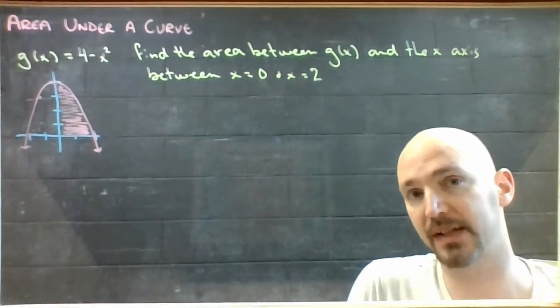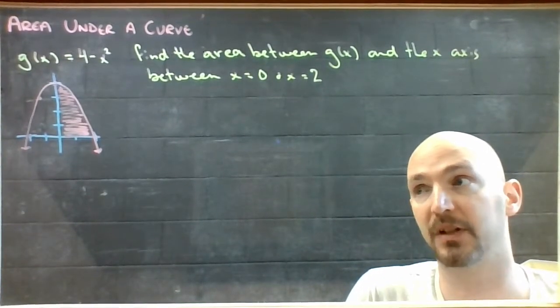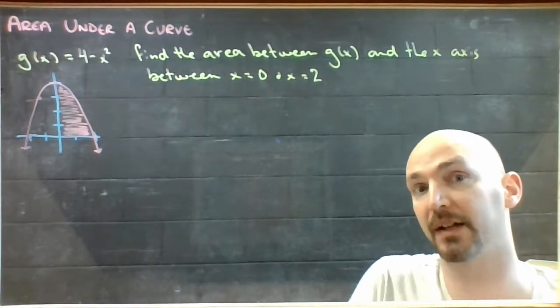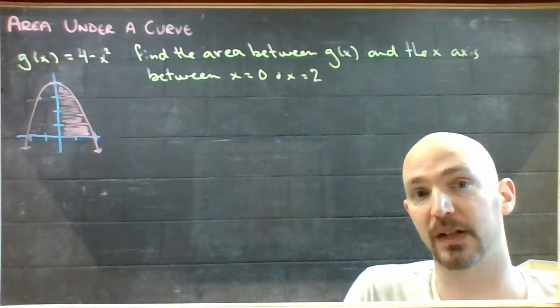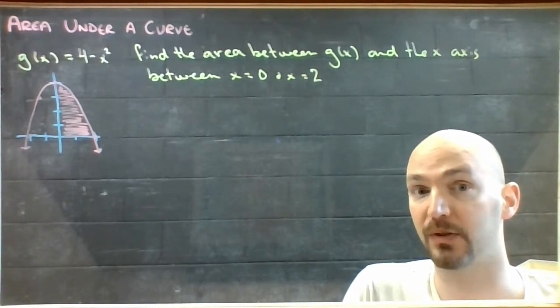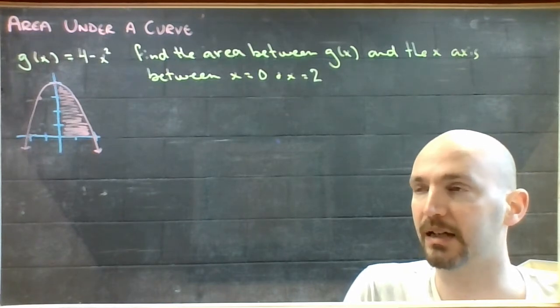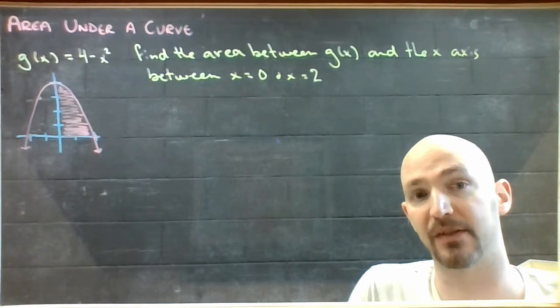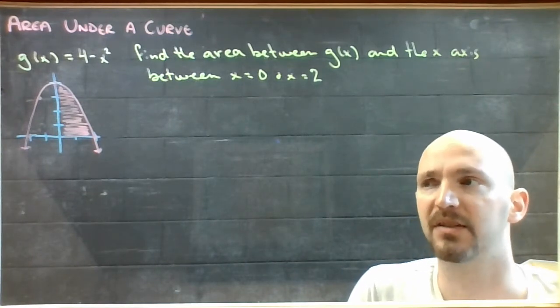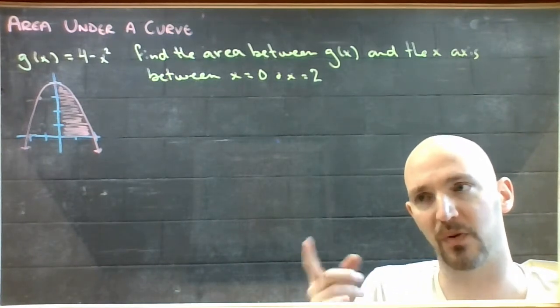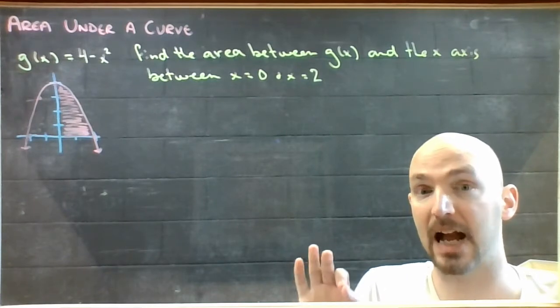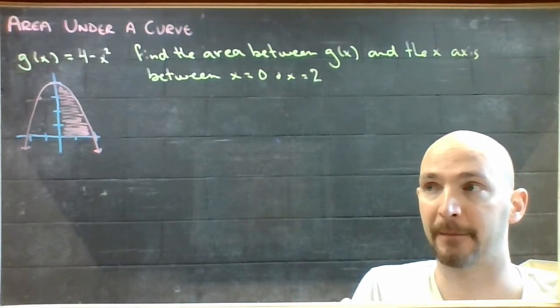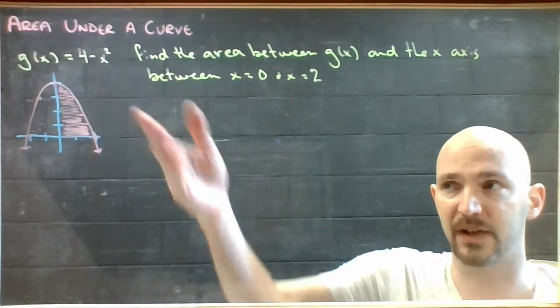Now here's where this technique gets handy, because you can't actually chop that up into rectangles and triangles. You could get close to it, but you wouldn't be exact. You'd always have a little bit of extra space shoved in there as you tried to chop the thing up. So this integration process is going to give you exactly the answer.